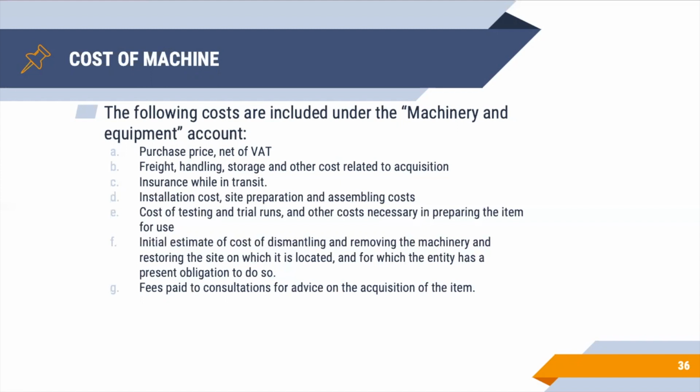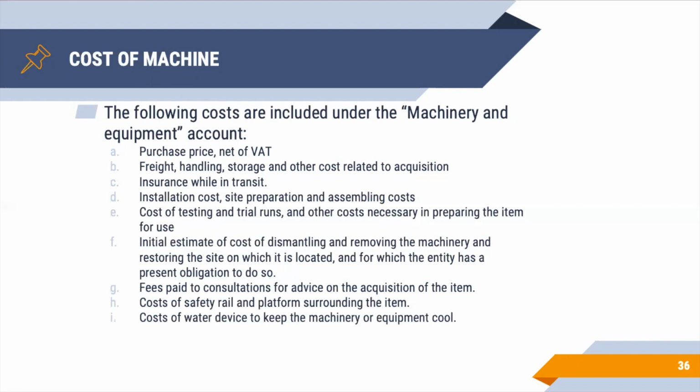Fees paid to consultants for advice on the acquisition of the item. Cost of safety rail and platform surrounding the item. Cost of water device to keep the machinery or equipment cool, and irrevocable or irrecoverable purchase tax. So let's have another example for machine.